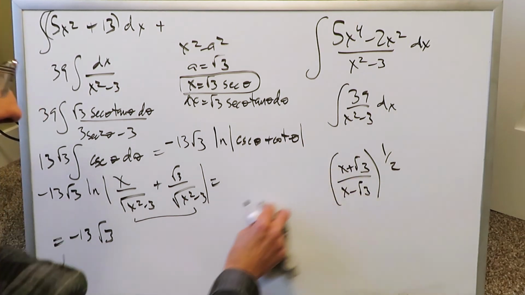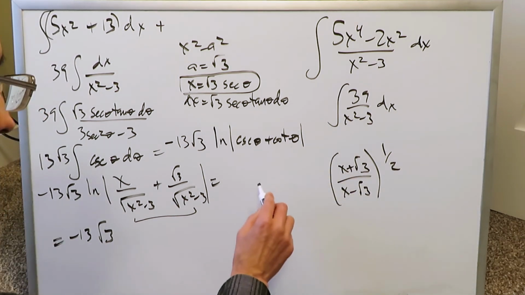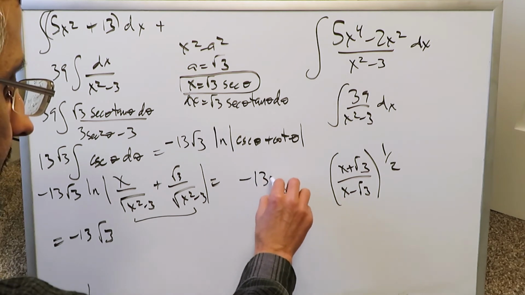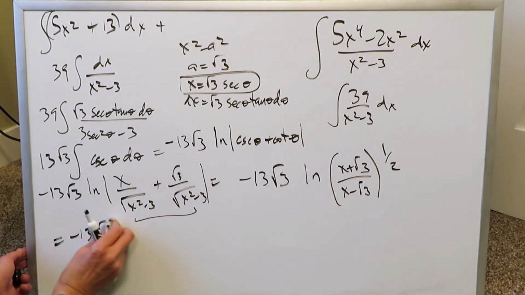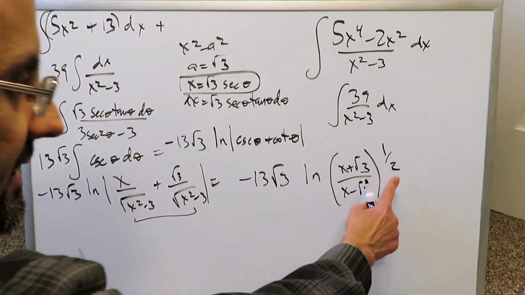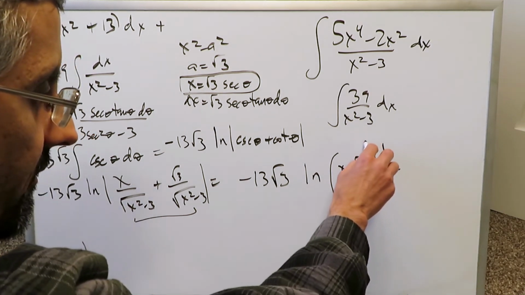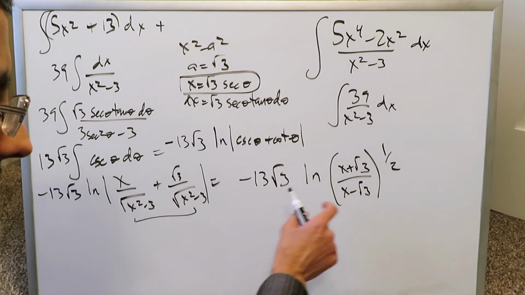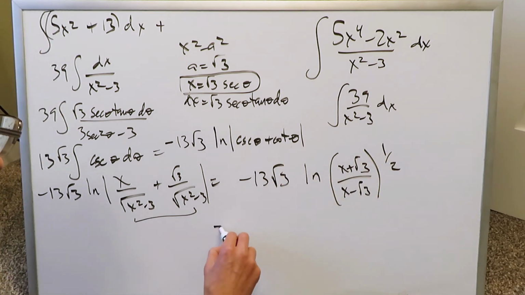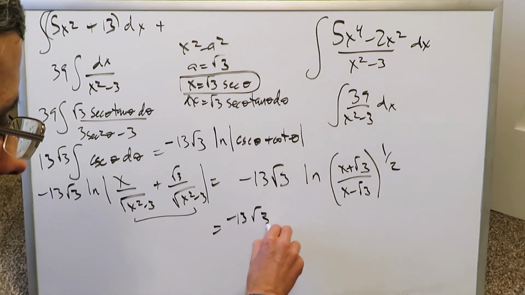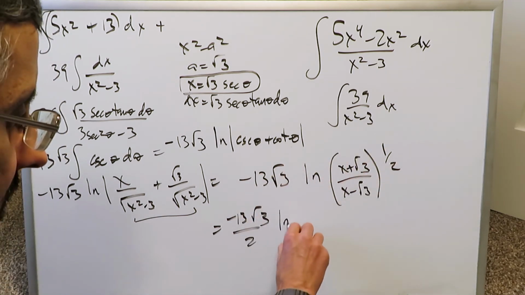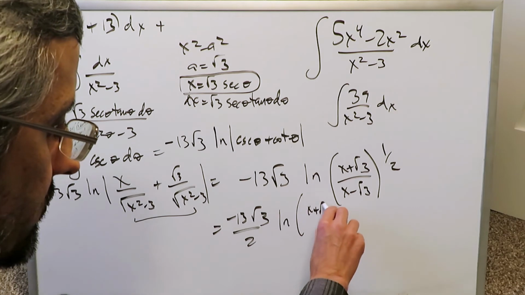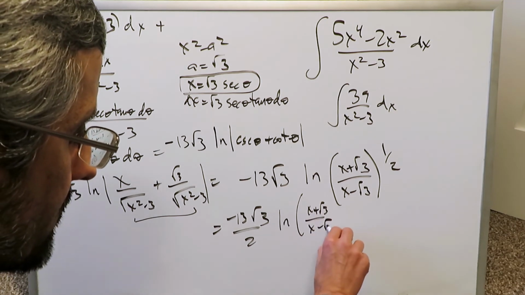And remember, you can always rewind and look at all of this again. We're looking at minus 13 root 3 natural log. Maybe I don't need this part over here. If you take this 1 over 2, using the properties of logarithms, you can bring it out as a coefficient, and you'll have a minus 13 root 3 over 2. Remember, exponents and coefficients can switch back and forth. Natural log x plus root 3 over x minus root 3.